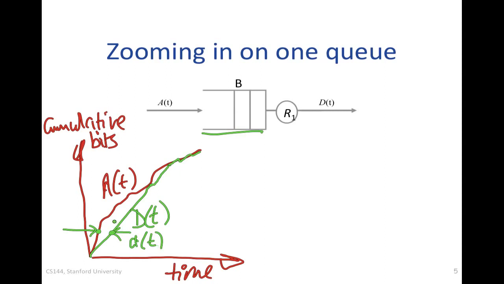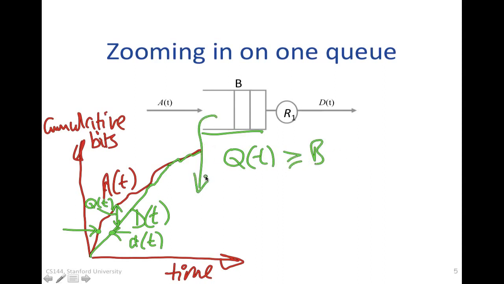And the maximum size of the buffer that we need is the maximum vertical distance between these two lines, because that's the maximum distance between what's arrived and what's departed. So if that vertical distance grows too big, larger than b, so this here is q of t, the amount that we have in the queue at any one time, if q of t grows to be greater than or equal to b, then we're going to have packets that get dropped onto the floor. How are we going to make sure that this doesn't happen? This is what we're going to look at next.